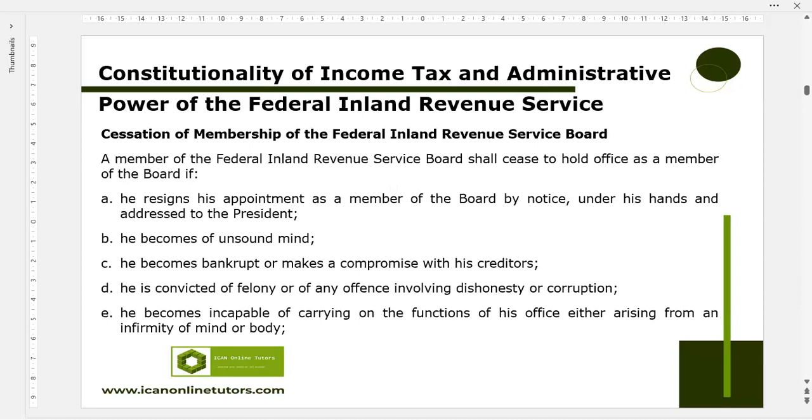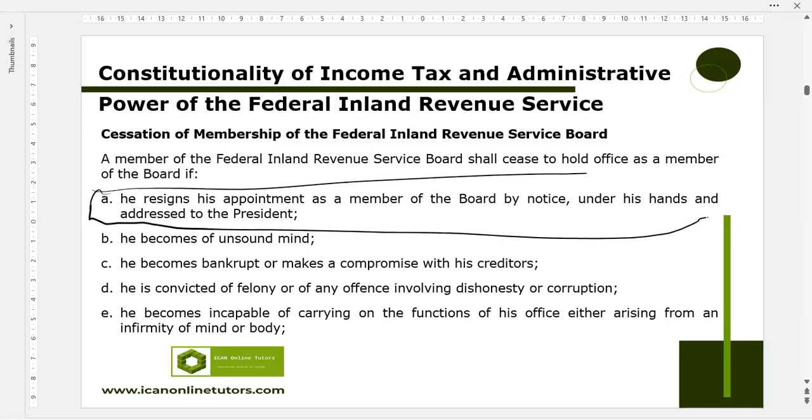Okay, let's move to cessation of membership of the Federal Inland Revenue Service Board. They may ask you in another way. For instance, they may ask when a member of the board of FIRS is said to be disqualified, or what disqualifies a member of the board from continuing to be a member. Apart from this first one, every other point here is relevant to your question, if asked in an indirect way.